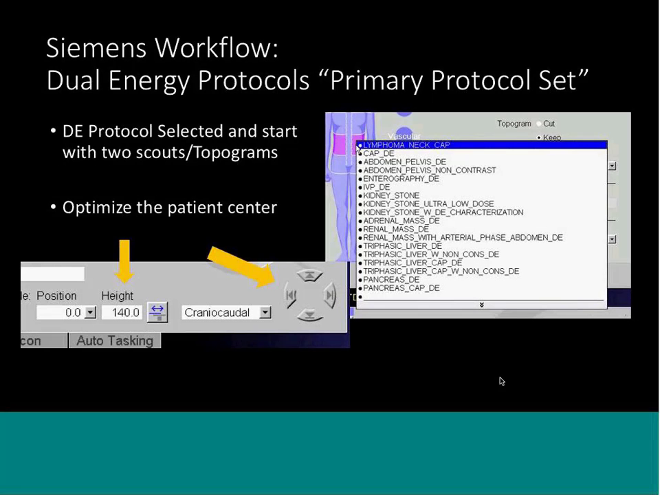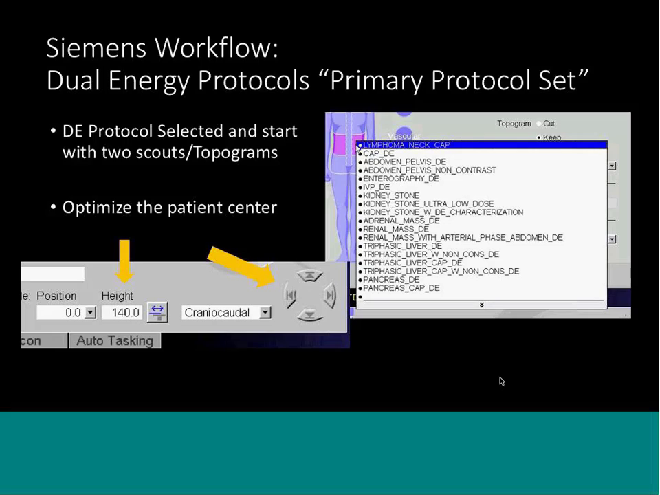So I want to focus on the workflow for the Siemens, specifically for the Flash CT, where we only have essentially 32 centimeters of dual energy field of view. What we've done is we've created two sets of protocols, and I'm showing you the protocols from the Force right now. In the body section, we'll have primary protocols and secondary protocols. The primary protocols are all going to be dual energy.